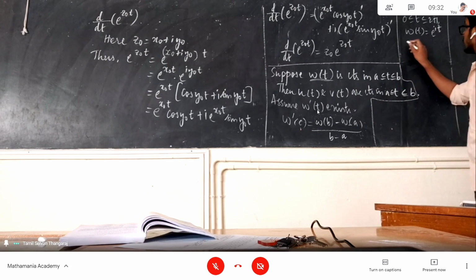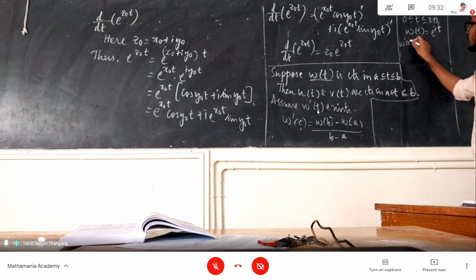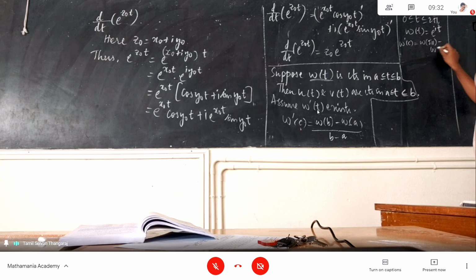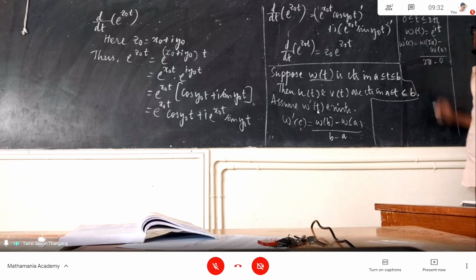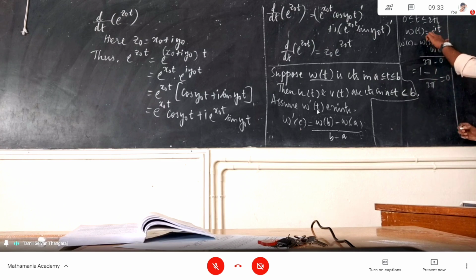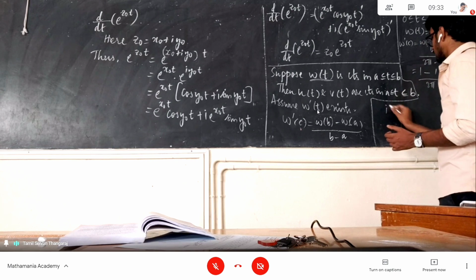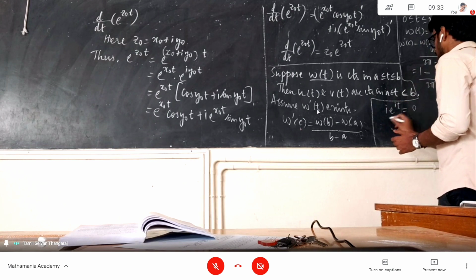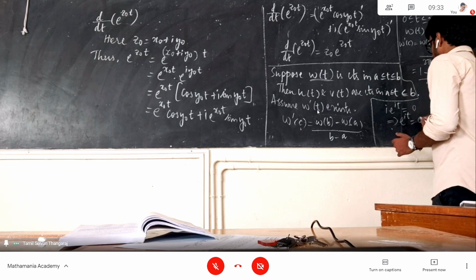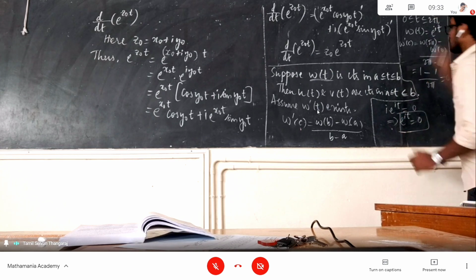So we generally expect that we are able to identify some point c such that w of b, that is w of 2 pi, minus w of 0, upon 2 pi minus 0. W of 2 pi means e to the power 2 pi iota, and that value is 1. And w of 0 is also 1, so the value is 0. So you will have to differentiate this quantity and equate it to 0 to find out some value. When you differentiate this one, you would get the derivative equal to 0. But this can never happen in this interval.